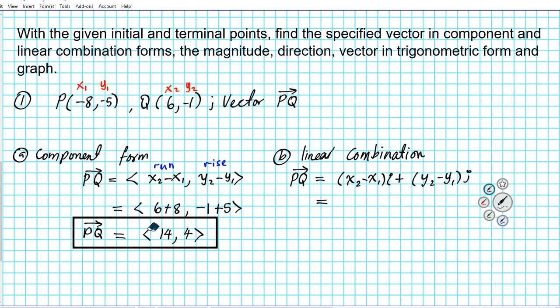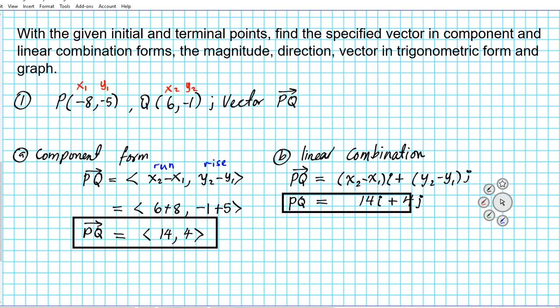So I'm just going to substitute these computed values into the linear combination form. For the run part, we're going to put 14, and just attach an i to indicate it's in the horizontal direction. And then the rise is 4. We already did the calculation, so put a 4 and then a j next to it. Ladies and gentlemen, this is the linear combination form for vector PQ.